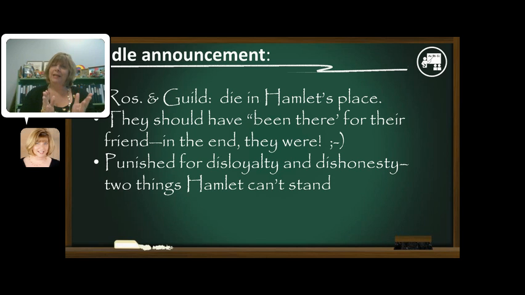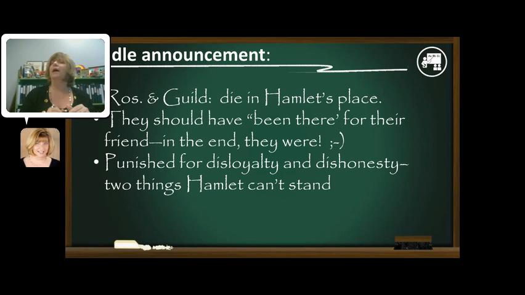So it makes sense because they really should have been there for their friend, and in the end, they were there in their friend's place. And they're punished because of their disloyalty and their dishonesty. And those are two of the top big bad things that Hamlet cannot stand, this idea that people would betray him and then are lying and aren't what they seem.